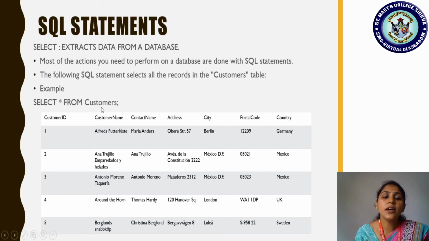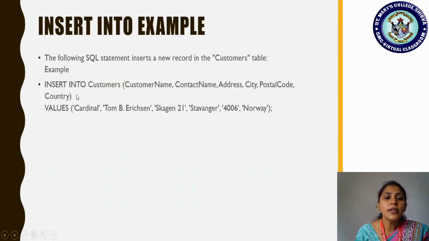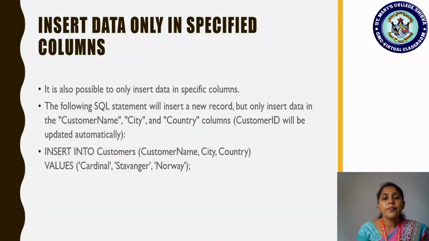The customers table has how many attributes here? Columns. Check your customer ID, customer name, contact name, address, city, postal code, country. Just check in our discussion, insert into customers. When we were inserting the data, we didn't have customer ID, but directly started from customer name, contact name, address, city, postal code, and country. So customer ID is not found there.